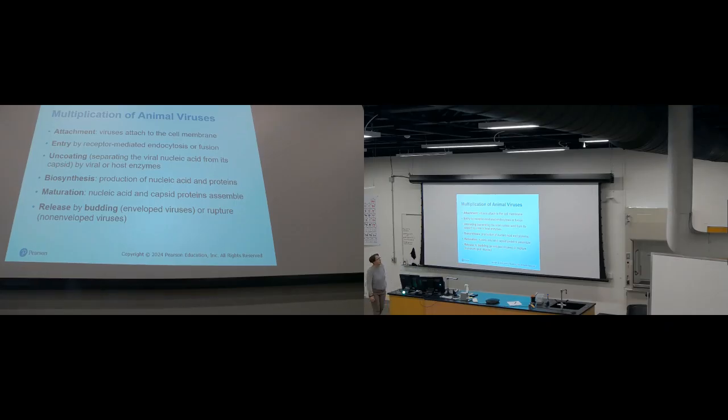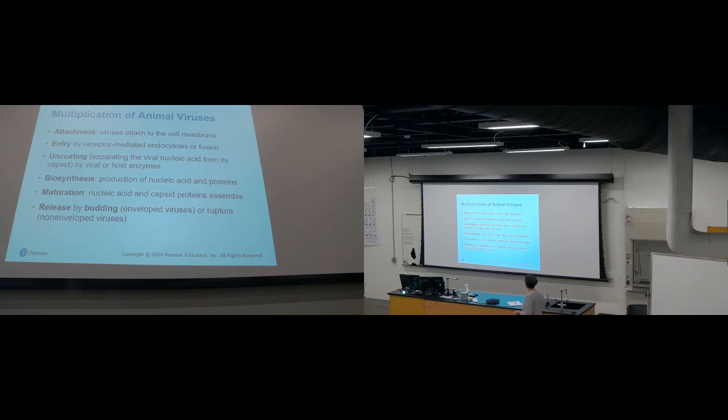So there is nothing different when it comes to most of these stages for multiplication of animal viruses, except that you have receptors specific for the viruses that are specific for certain cells, like for instance, hepatitis viruses, they infect only the liver, okay? Because we have receptors for those viruses. So we have a specificity within host.